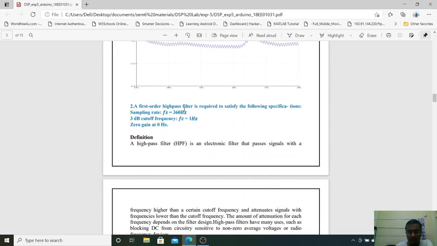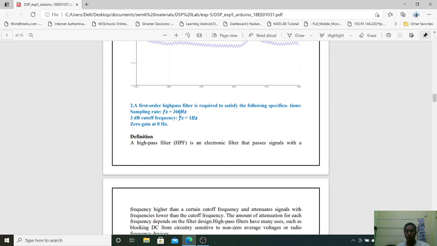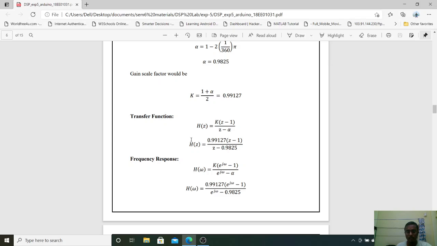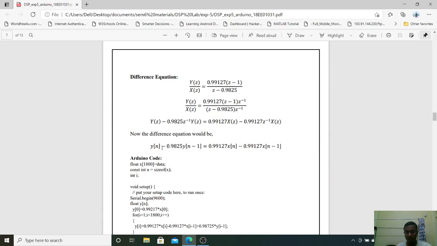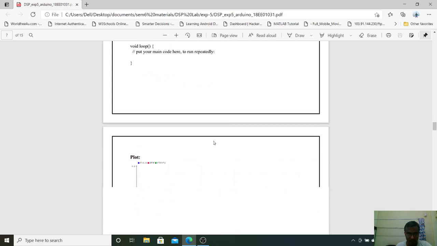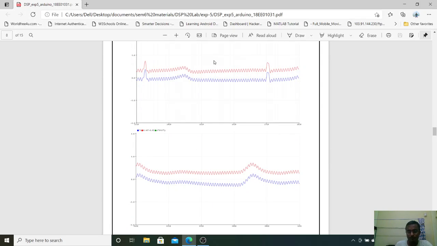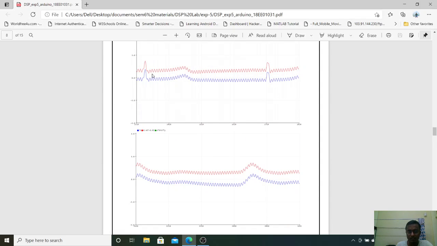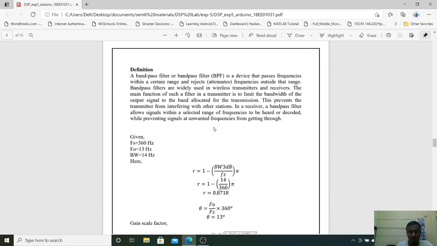Then for high pass, it is just passing the high frequency components and attenuating the lower frequencies. Here again I have got a similar H of z, and from there I have got the difference equation in the same way as I explained previously. So this is the output for the high pass filter. This one is the input and this red one is the output.